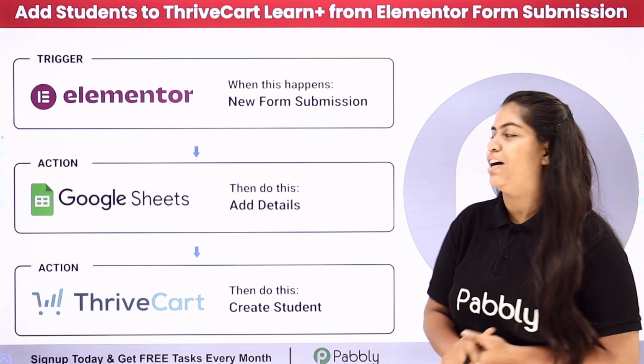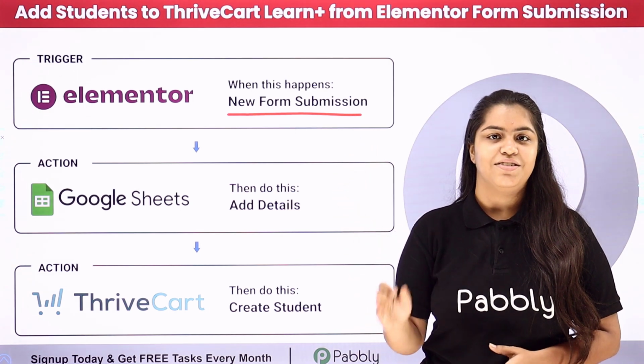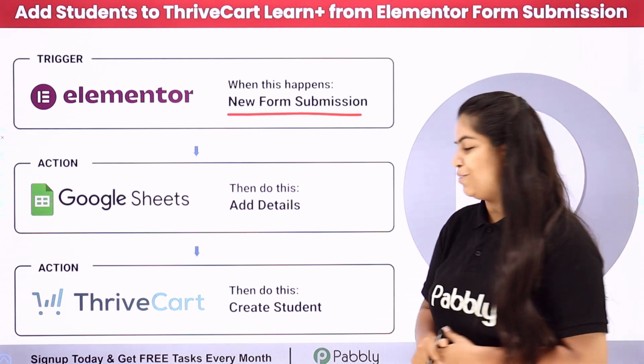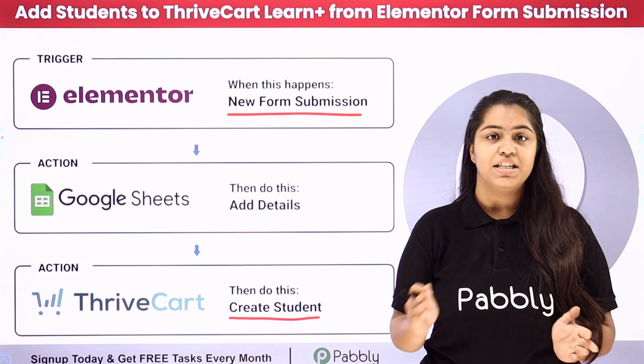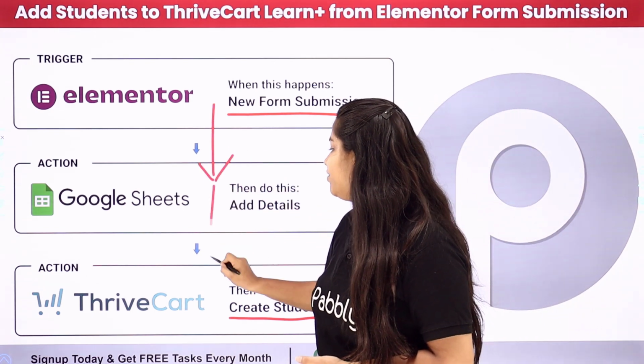So now I wish that as soon as a new form is submitted in my Elementor, automatically the details of that lead should be added to my Google Sheets, and with the help of the same details a new student should be created in my ThriveCart account too. So to do all of this we are going to create a connection between Elementor, Google Sheets and then ThriveCart.